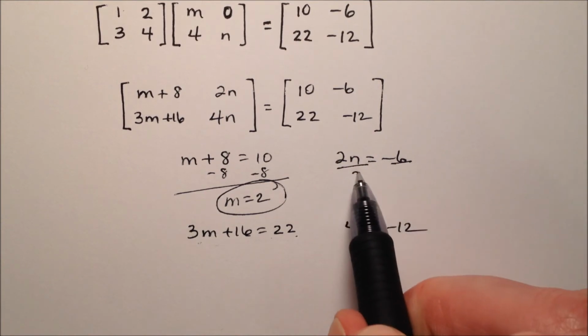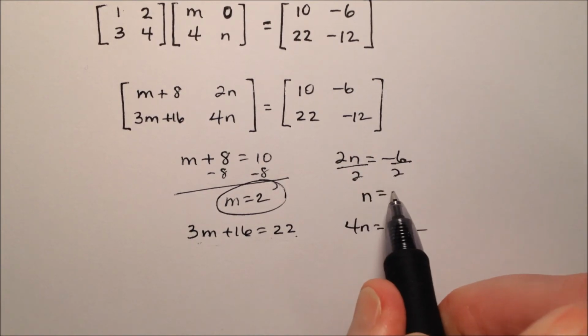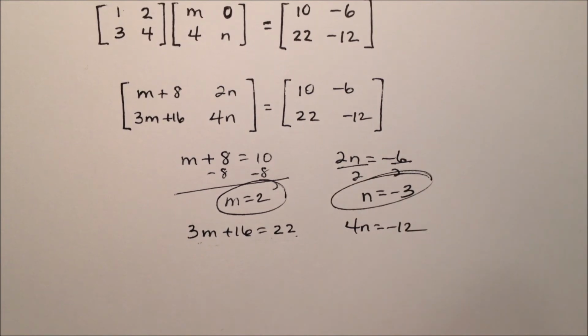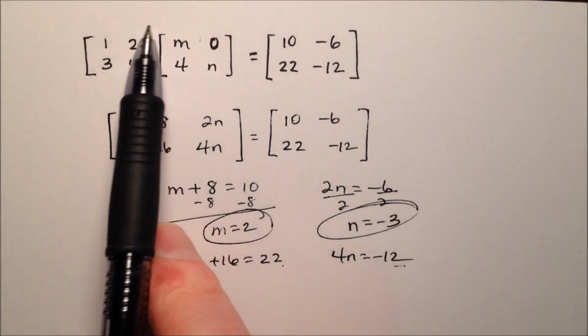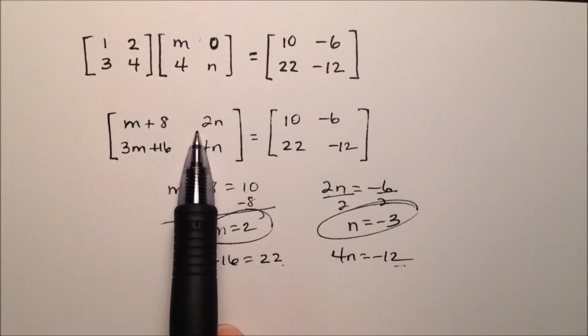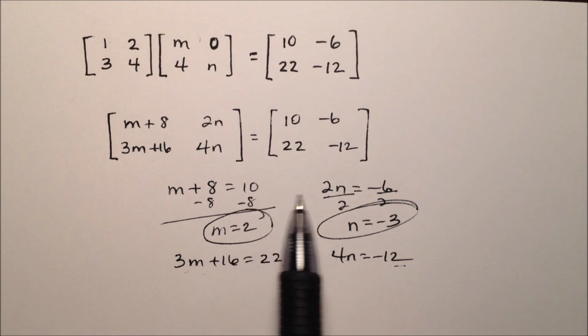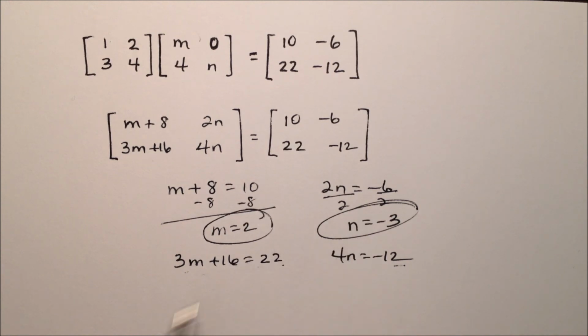Down here we can divide both sides by 2. N equals negative 3. And if I was to plug it in here, 4 times negative 3 equals negative 12, so we know we're still good on that front. So we have solved this matrix equation. I used matrix multiplication on the left side, and then I used equivalent matrices to set up equations, and then I solved the equations to find the values of my variables.